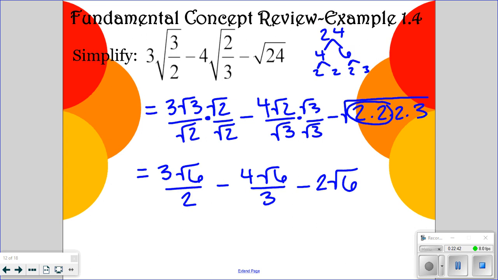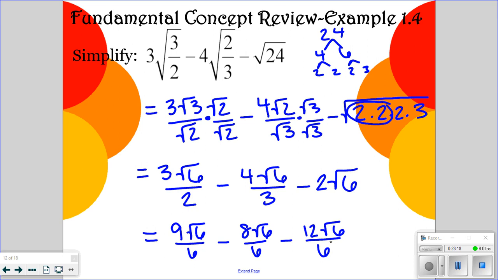square root of 24. So from here, we need to make a common denominator, which is going to be 2 times 3, 6. So this 3 is going to become 9. You leave the radical alone, it stays as square root of 6. So 9 square root of 6 over 6 minus 8 square root of 6 over 6. And then we need a denominator of a 6 here. So that 2 gets multiplied by 6 to make it 12. And so then you have common denominators.